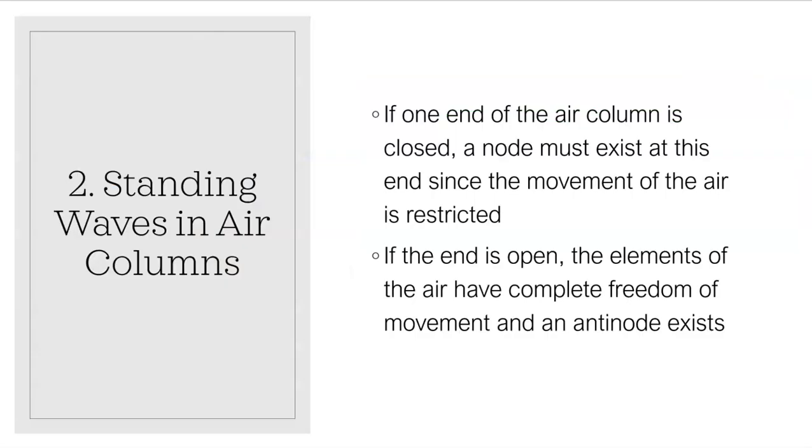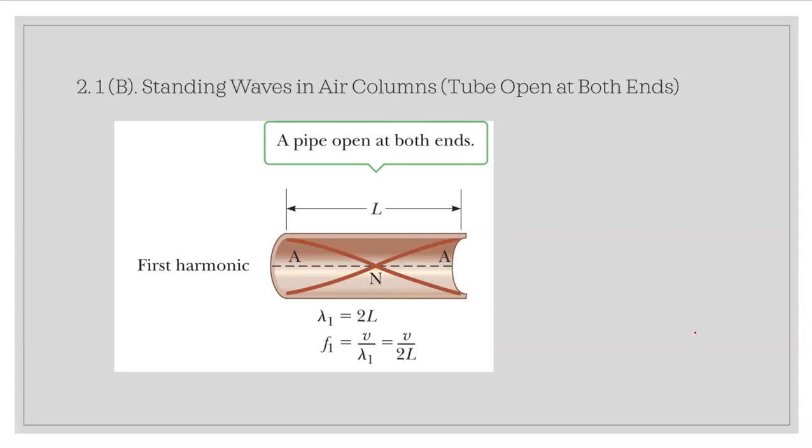Okay, we go to standing waves in air columns. An example of a musical instrument with an air column is the recorder, or seruling. If one end of the air column is closed, a node must exist at this end since the movement of the air is restricted. If the end is open, the elements of the air have complete freedom of movement and an antinode exists.